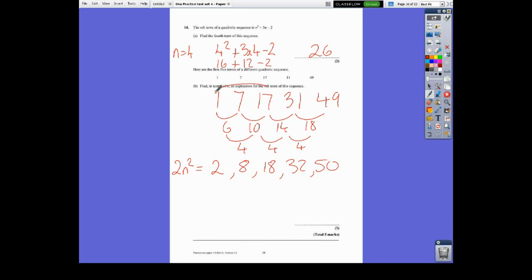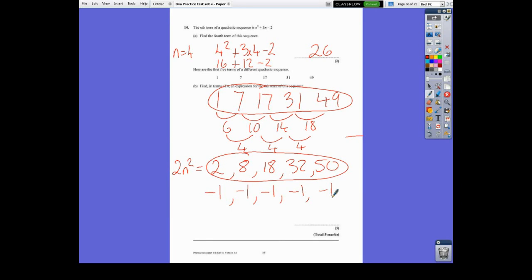We then want to take the sequence we've just written away from our original sequence. So we are going to do 1 take away 2, minus 1. 7 take away 8, minus 1. 17 take away 18, minus 1, minus 1, and minus 1. Because those numbers are constant, that means our sequence will just be 2n squared minus 1. If this gave us another sequence, then we would work out the nth term rule of that linear sequence and add that to the end of 2n squared. So it's a constant, so it's just minus 1.